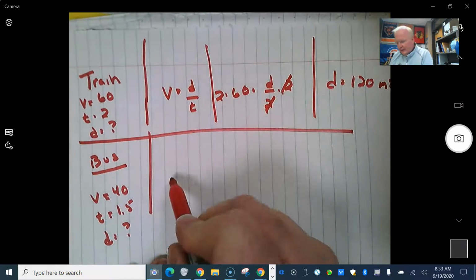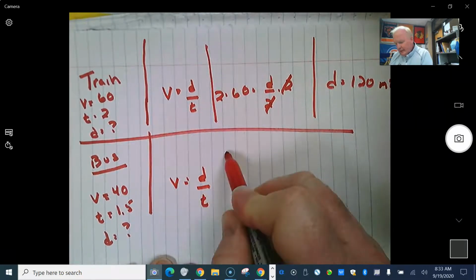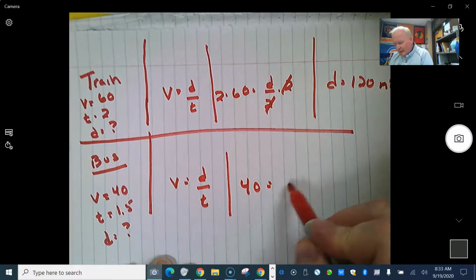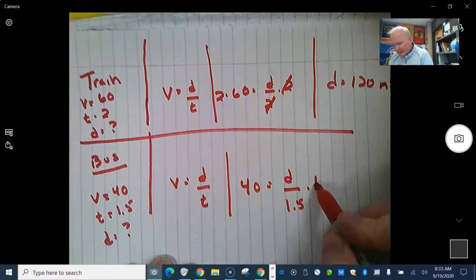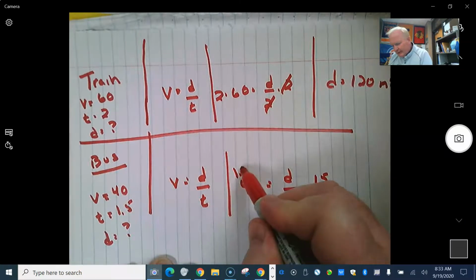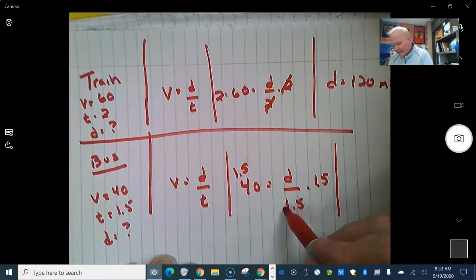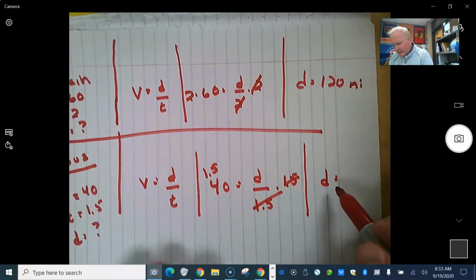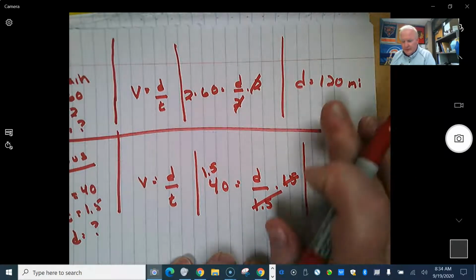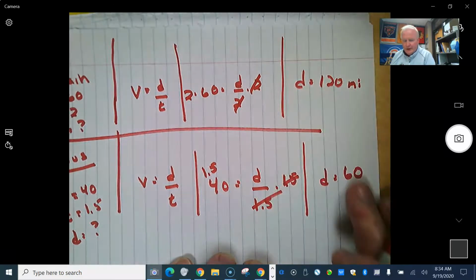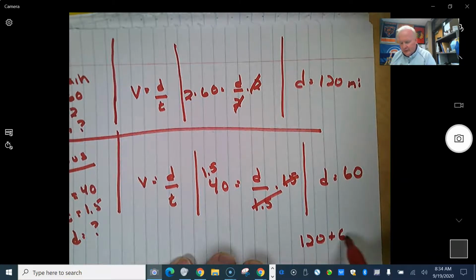All right, and the same thing is true for the bus. We can just do the same kind of thing. 40 for velocity, D is what we're solving for, 1.5 is the hours. Well, we're going to have to do the same thing, right? Multiply by 1.5, multiply by 1.5, and so we get D is equal to 60 on the bus. And the problem then just simply said, what was the total mileage for the whole trip? And so 120 for the train, 60 for the bus, and so we just get 120 plus 60, and we get 180.